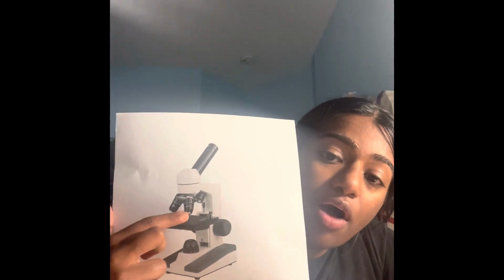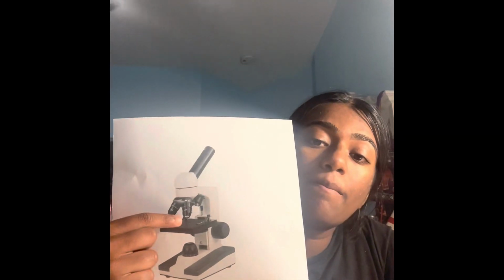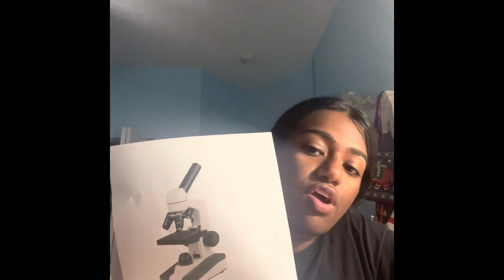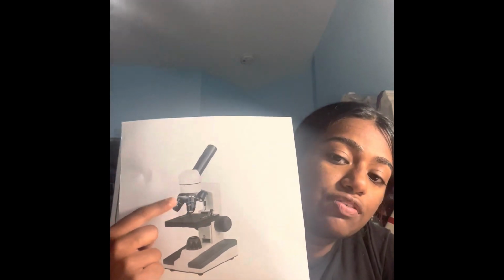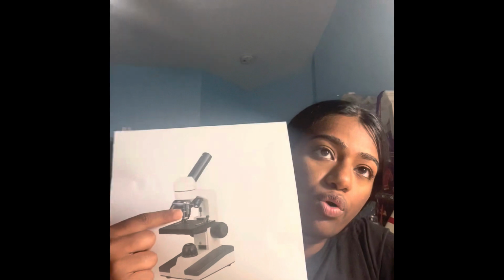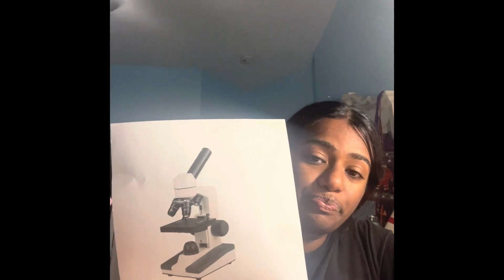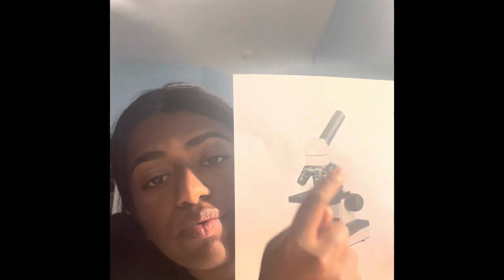Next, you have the objective lens. Now these are more specific. Each lens that you see right here magnifies in a more specific magnification. For example, each of them has a little band, and each band has a different color. So the red means 4x, and then there's also a yellow one that is 10x, and then there's a blue one that's 40x, and then the last one is white, and that's 100x.